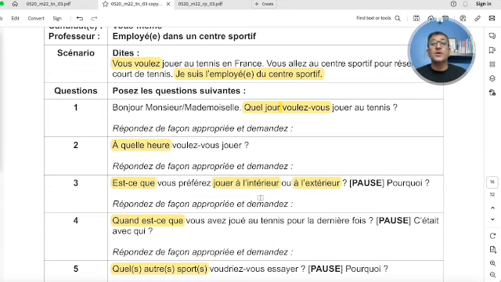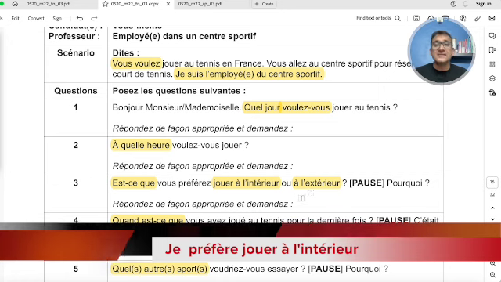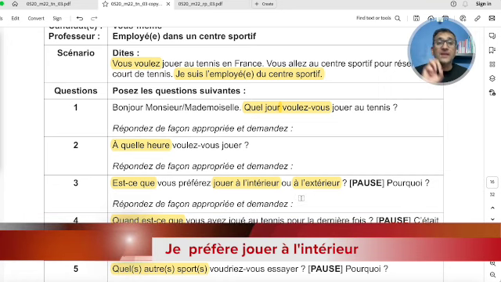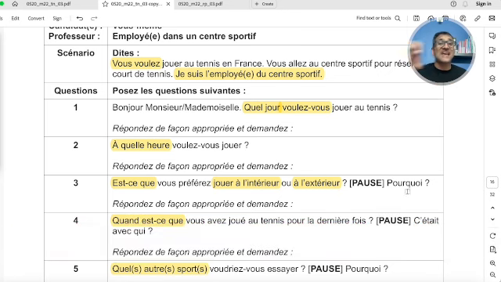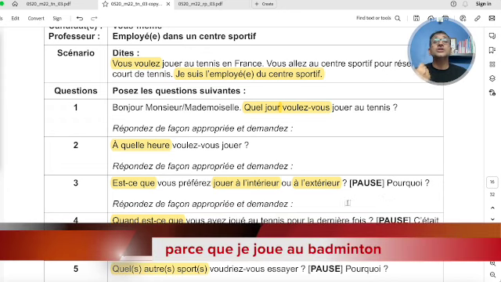For example, in the third question it says est-ce que vous préférez jouer à l'intérieur ou à l'extérieur. So the answer would be, for example, I can choose either of these. I'll say je préfère jouer à l'intérieur. Firstly you need to just answer this. You don't have to give the details saying parce que until and unless the teacher asks you. So after the pause, the teacher will say pourquoi? Parce que je joue au badminton. Because badminton is an indoor sport, so you will say je joue au badminton.